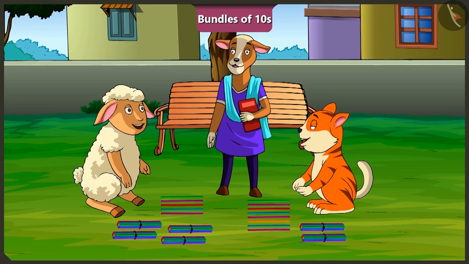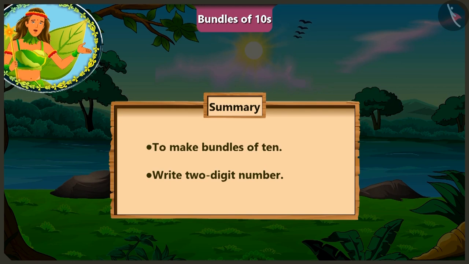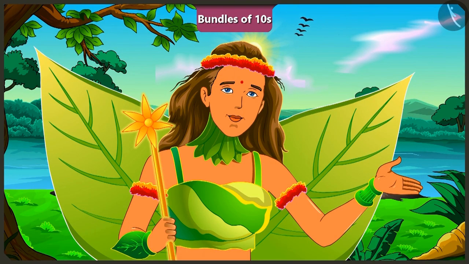Bye. Bye ma'am. Today, we learned to make bundles of 10 and to write two-digit numbers. In the next video, we will learn different ways of writing 10.